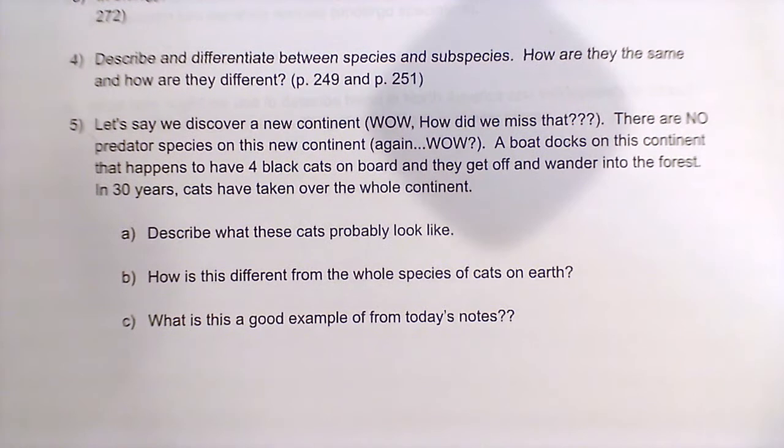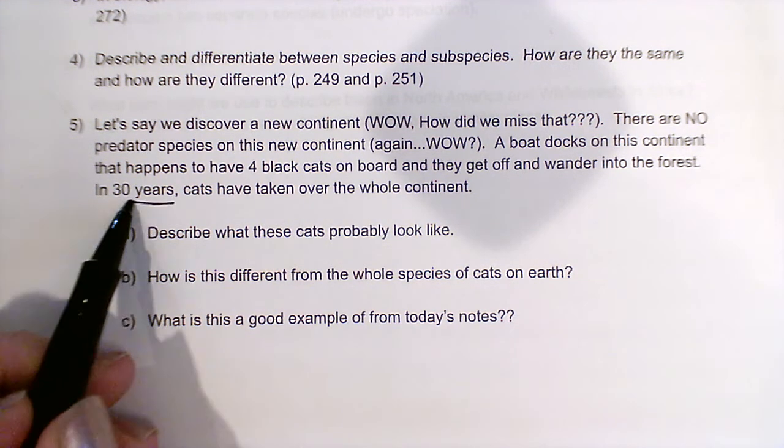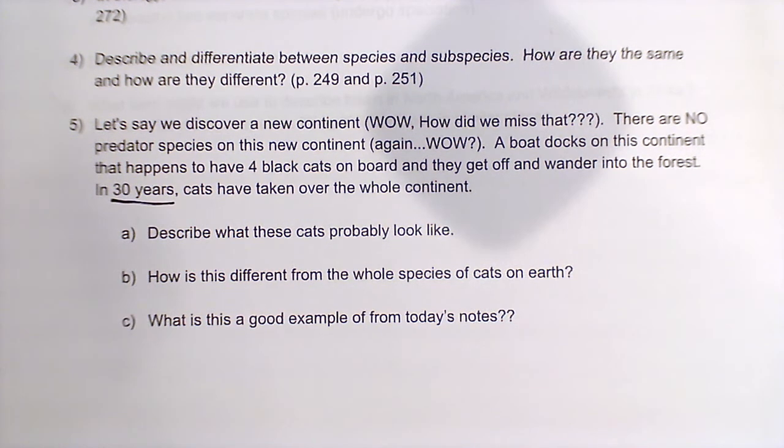All right, this one I had some really wild answers on. Let's say we discover a new continent. There are no predator species on that continent. A boat docks on the continent that happens to have 4 black cats on board. They get off and wander into the forest. In 30 years, cats have taken over the whole continent. What are these cats probably going to look like? I would say they're probably mostly black cats. Okay, the only 4 cats that started this whole population were black cats. I would say these are probably going to be black cats.